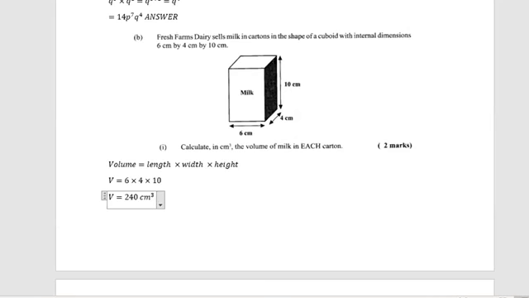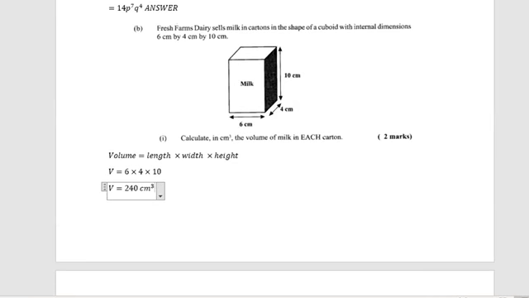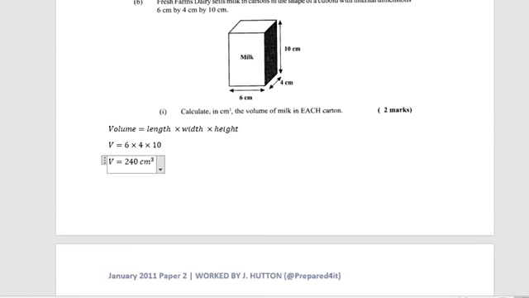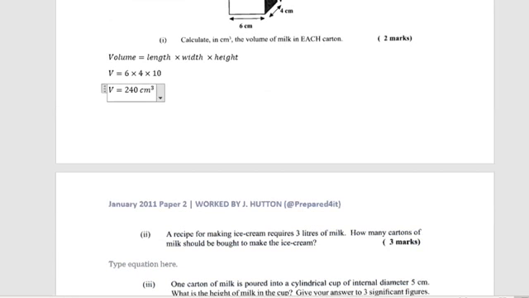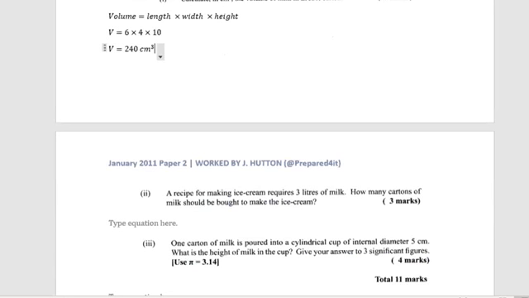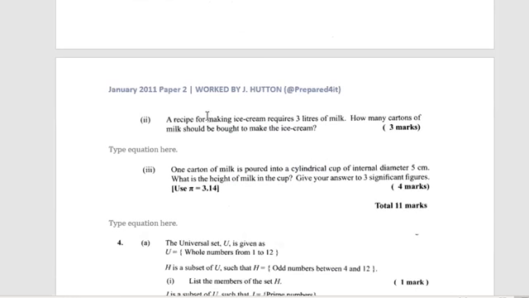So are we good? Yes, sir. Okay, good. So part 2 now says a recipe for making ice cream requires 3 liters of milk. How many cartons of milk should be bought to make the ice cream? So what we know is that 1 liter is equal to 3,000 centimeter cube.